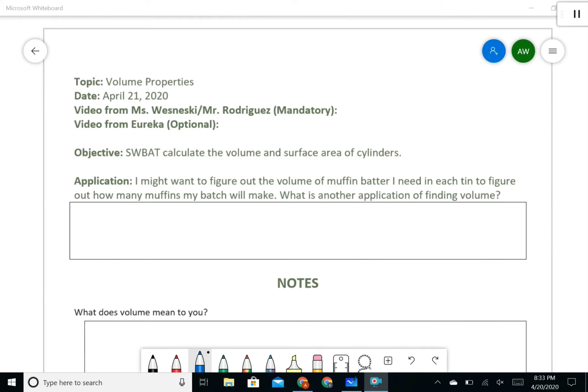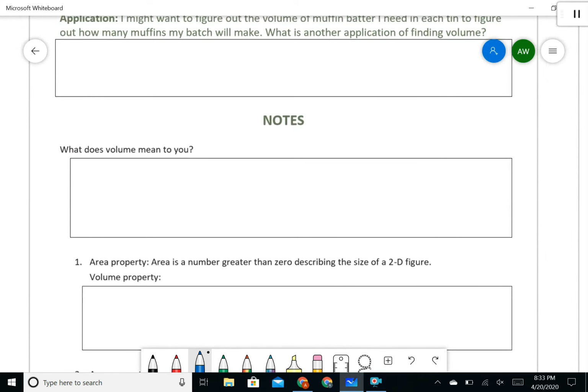Thanks for working on that. Now we're going to scroll down a little bit and let's start our notes. So our first question is, what does volume mean to you? We asked this question about area when we were taking our notes on area. So this time we're asking about volume. What does volume mean to you? Go ahead, pause this, write down your own definition in your own words.